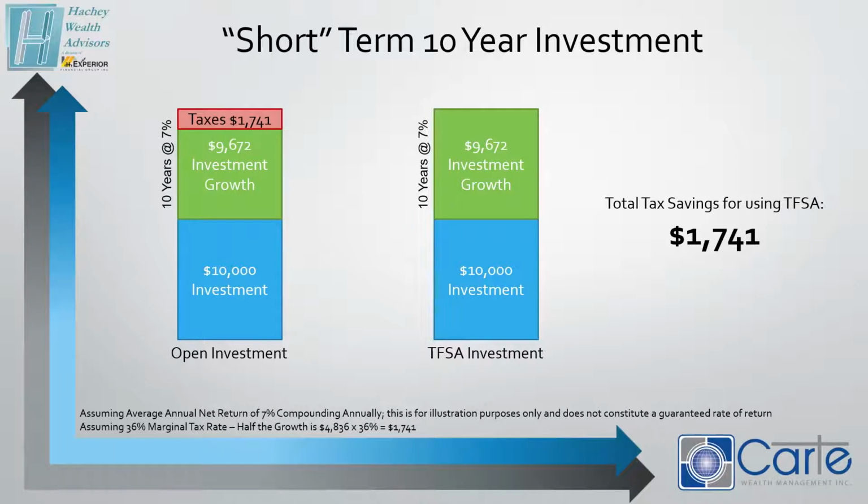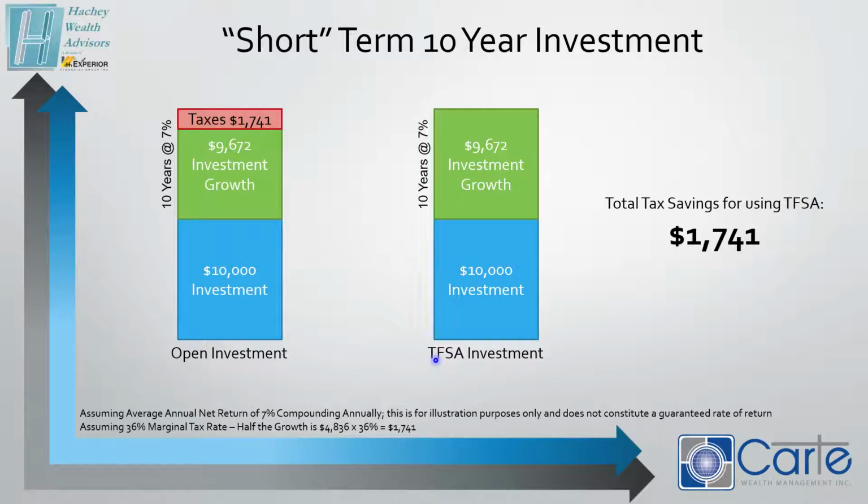So that's what you're going to pay from a tax perspective when you take out that money after that 10-year period. When it comes to capital gains, you don't pay as you go necessarily. You only pay when you withdraw, when that growth is finally realized in your pocket. Now, instead of putting that $10,000 into an open investment, we can put it into a TFSA investment.